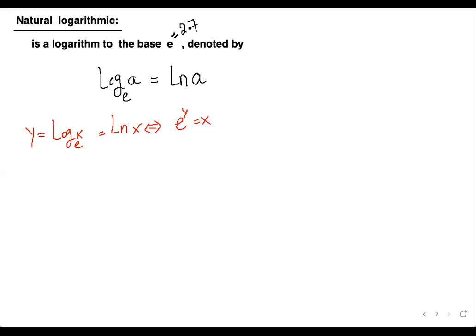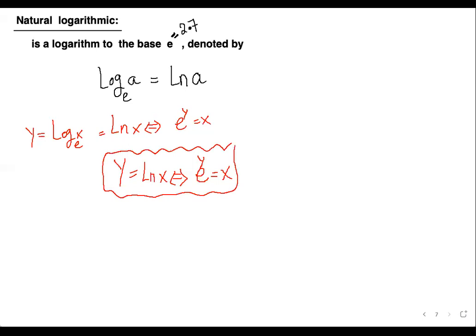So ln of x: if you want to write it again in a different way, you can say y equal ln of x, and y equal ln of x is the same as e to the power y equal x. Okay.